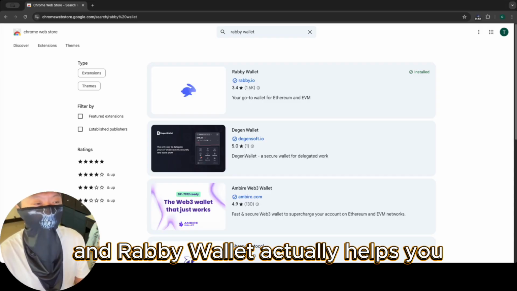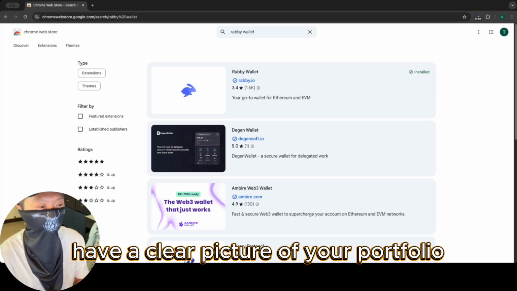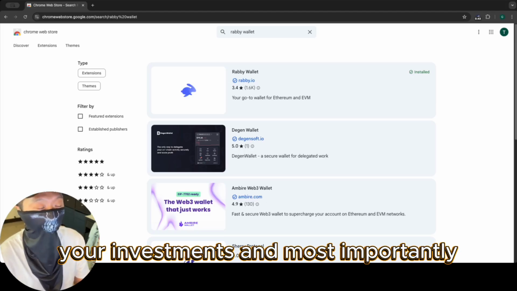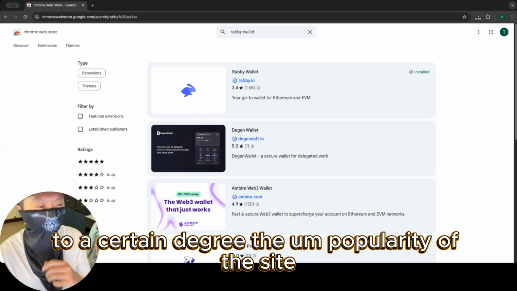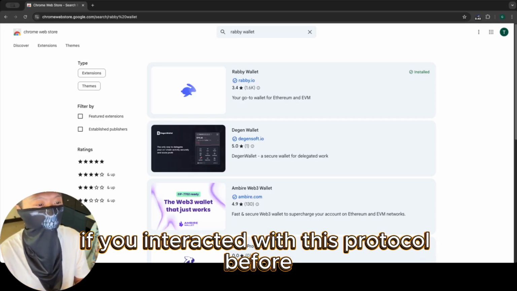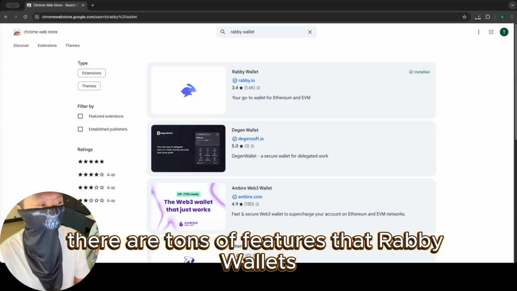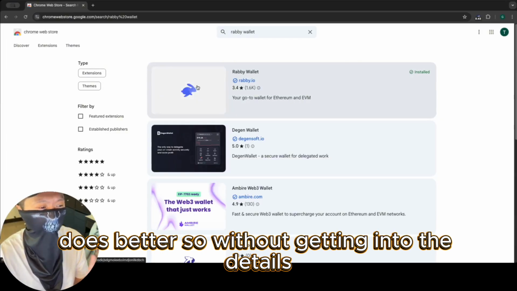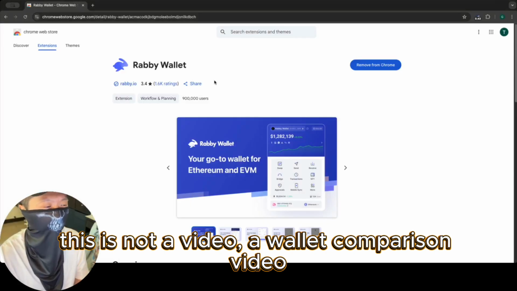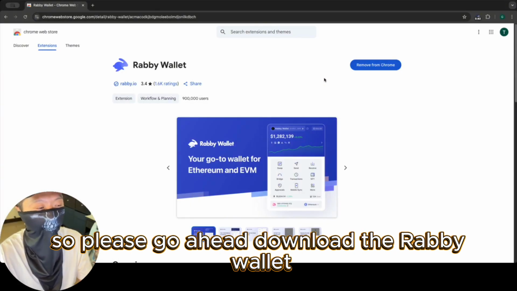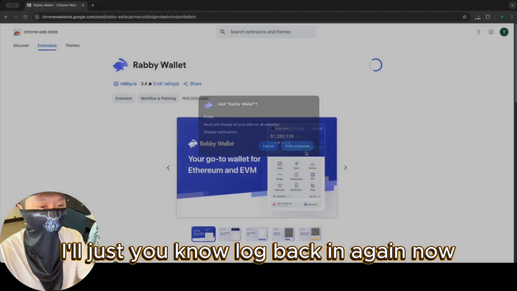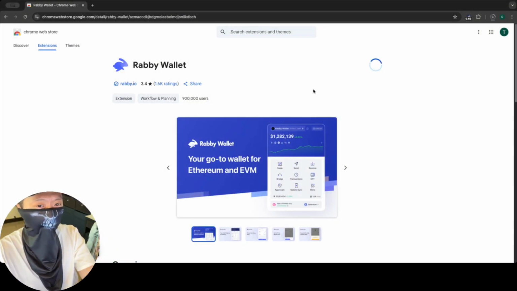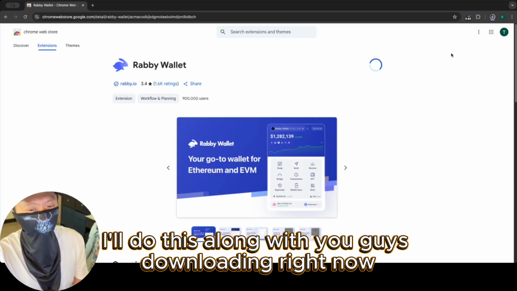And Rabby Wallet actually helps you have a clear picture of your portfolio and your investments, and most importantly, it tells you, to a certain degree, the popularity of the site. If you interacted with this protocol before, there are tons of features that Rabby Wallet does better. Without getting into the details, this is not a wallet comparison video, so please go ahead, download the Rabby Wallet. I'll just remove it from Chrome because, apparently, I do have it. I'll just log back in again. I'll do this along with you guys downloading right now.